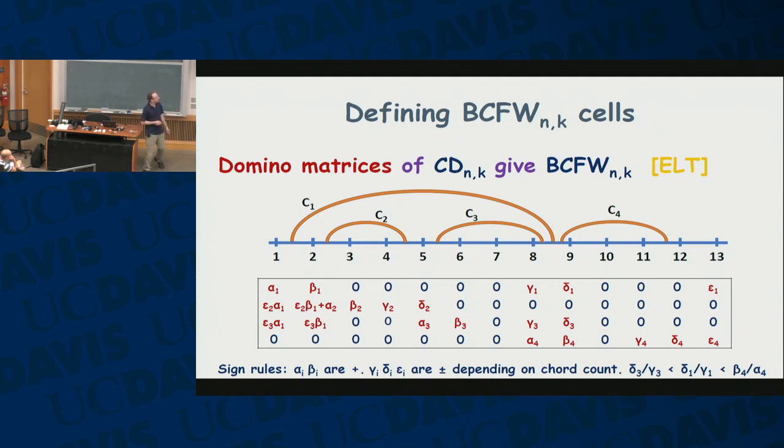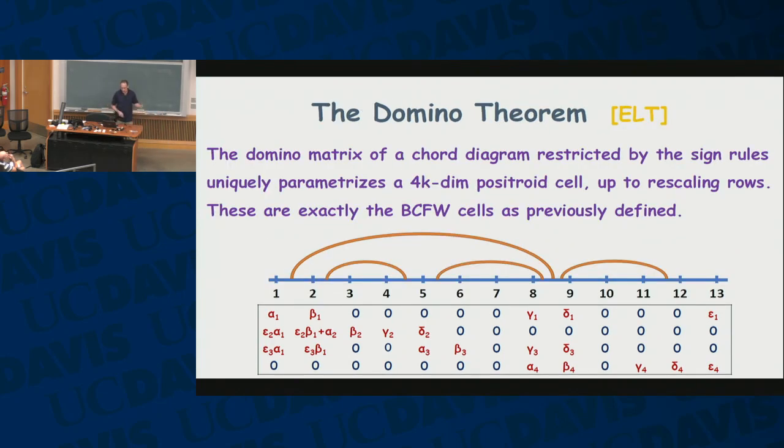So this is a point in the totally non-negative Grassmannian, and what we show is that those that you get from chord diagrams are exactly the BCFW tiles. So the result is that for every BCFW tile, we have such a parameterization. It's unique up to rescaling each row of the domino matrix form corresponding to that chord diagram. And these are the BCFW tiles. So that was the definition of the tiling.